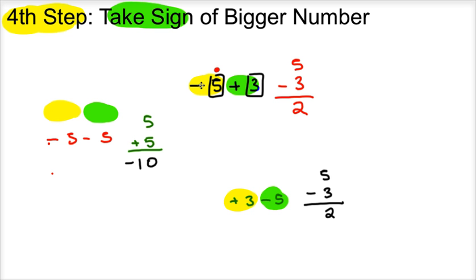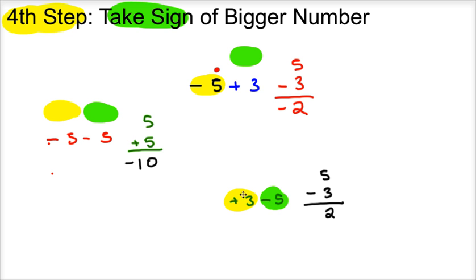Let's look at our next example. I have -5 and +3. 5 and 3. Who's the bigger number? Is 5 bigger or is 3 bigger? Well, in this case, the 5 is bigger. So is the sign of the 5 positive or negative? Well, the sign of this 5 happens to be negative, so my answer is going to be -2.